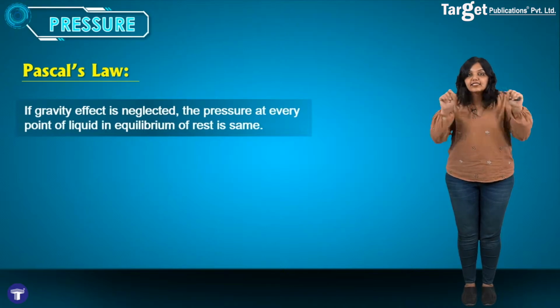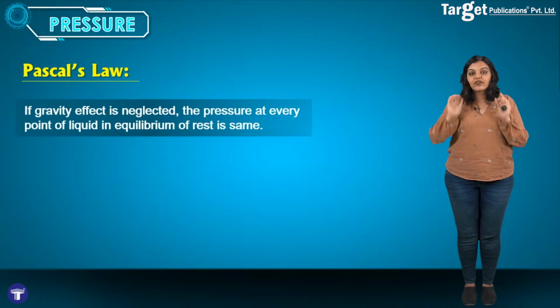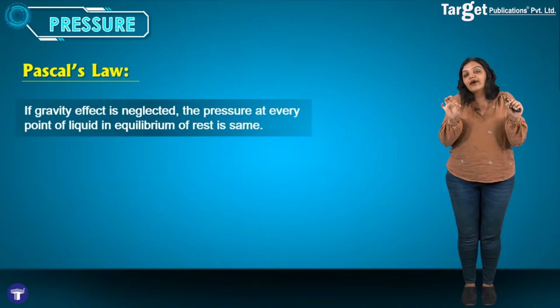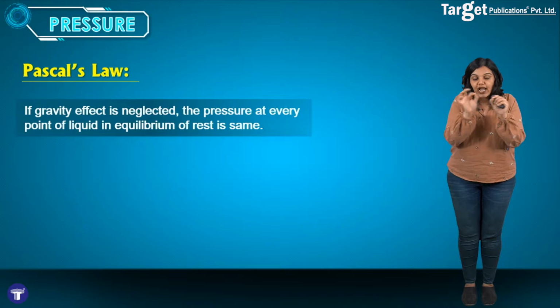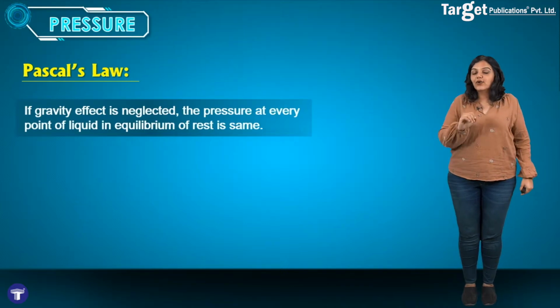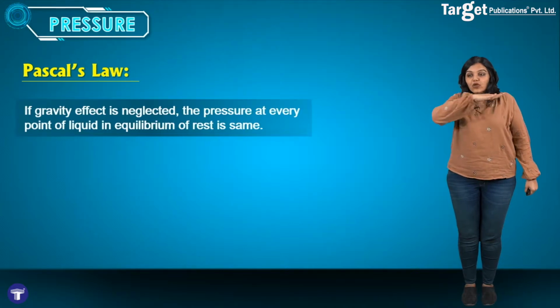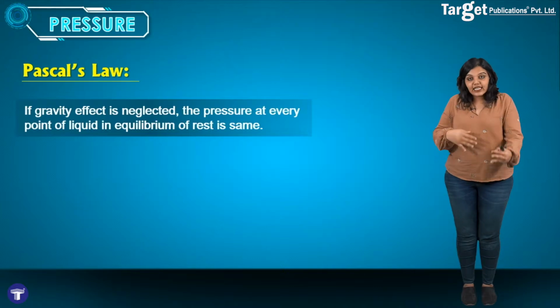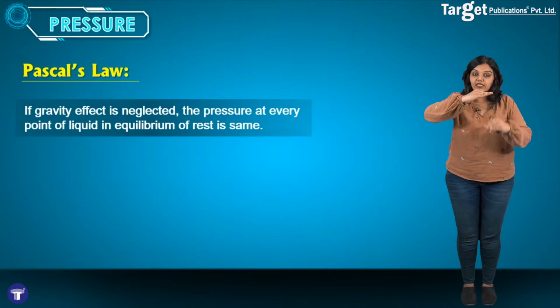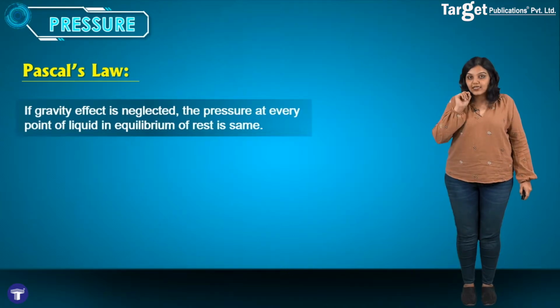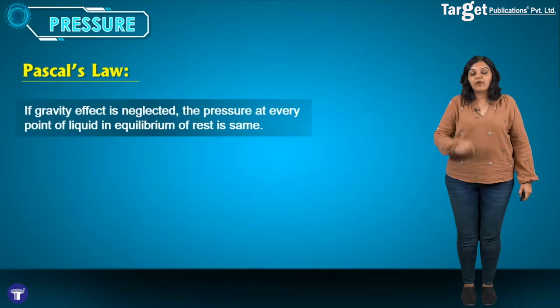If 2 points are at the same height, then the effect of gravity for these two is essentially the same. And therefore, for these 2 points, Pascal says that the pressure at both these points will be exactly the same. And from here, I can conclude that the pressure at all points on the same horizontal level in a fluid remains the same. And the only reason the pressure is changing from one level to another is due to gravity. But remember that Pascal's law is written down for a liquid at rest, that is in equilibrium of rest.